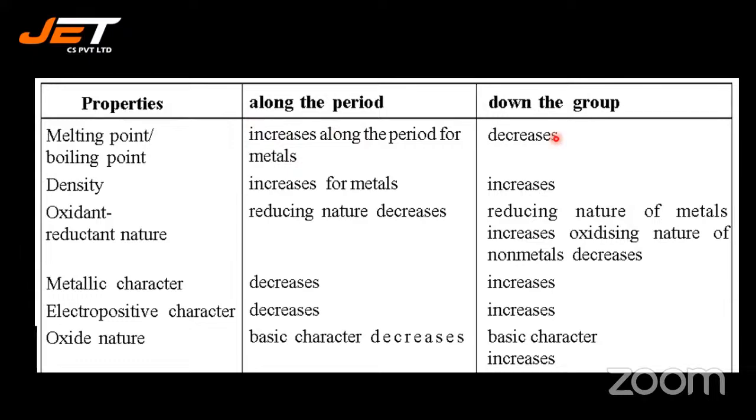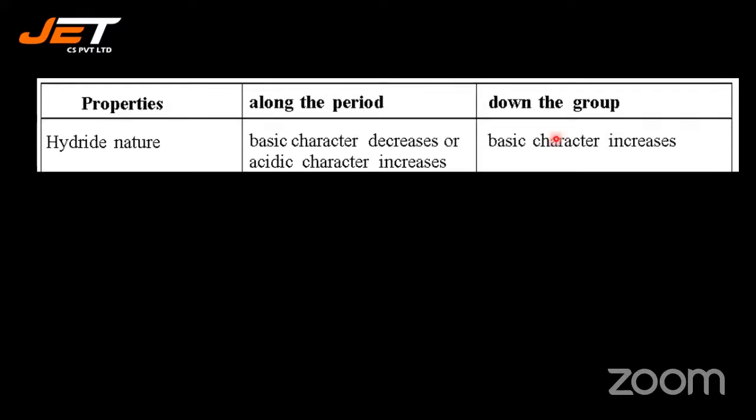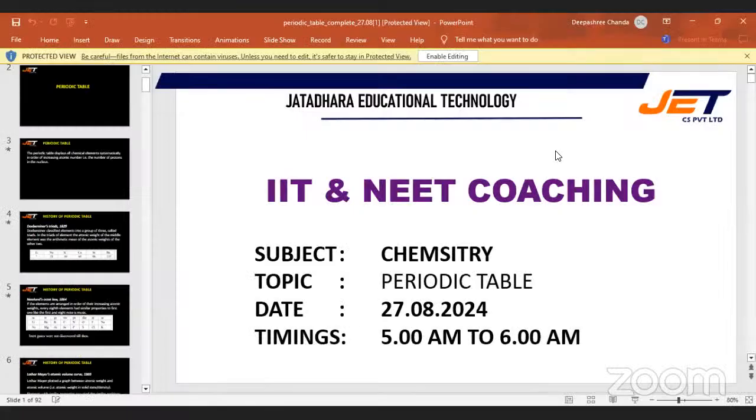For suppose H2O, CO2, see, all have oxygen. Then you need to compare hydrogen and carbon, where they are placed in the periodic table, and accordingly you have to solve. Okay, so these are the different characteristics. So this is the overall periodic table.